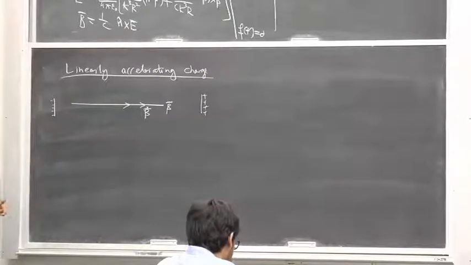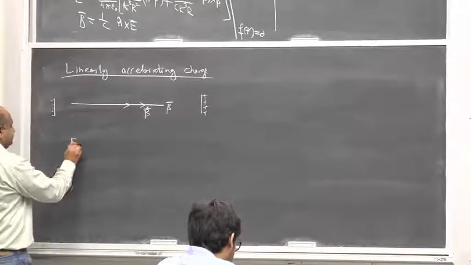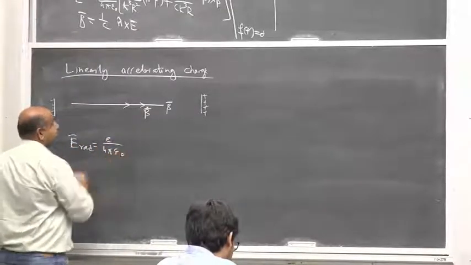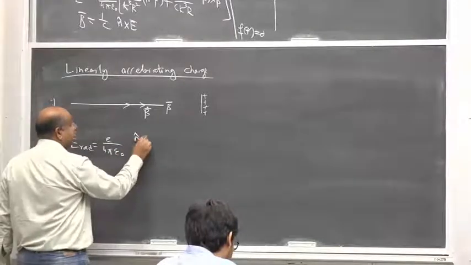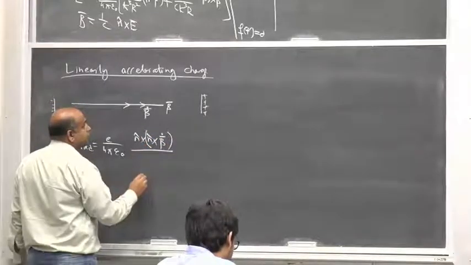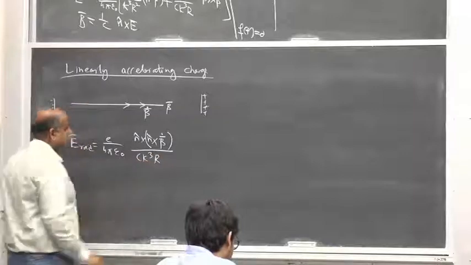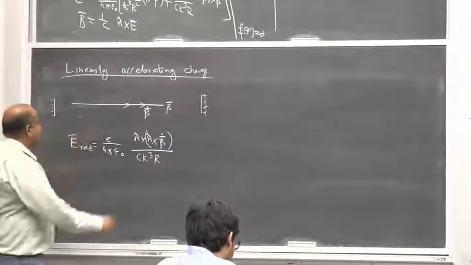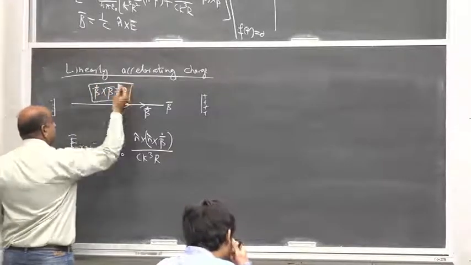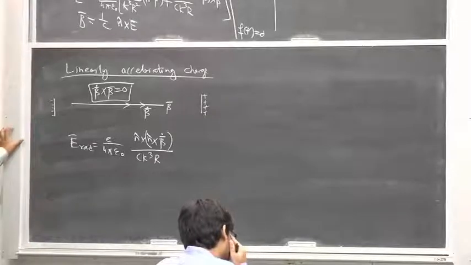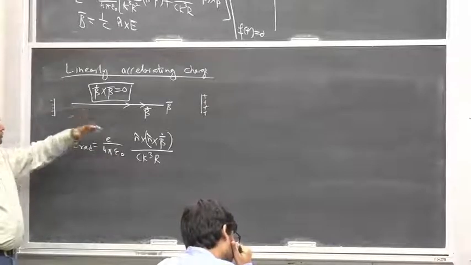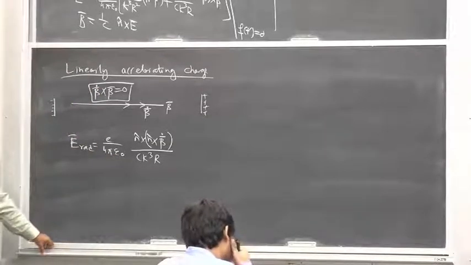So let's see. The E radiated would then simply become e over 4 pi epsilon naught, n cross beta dot over c. The term beta cross beta dot will go away because they are both parallel. So we have this as the radiated field, and B radiated is 1 over c, n cross E.